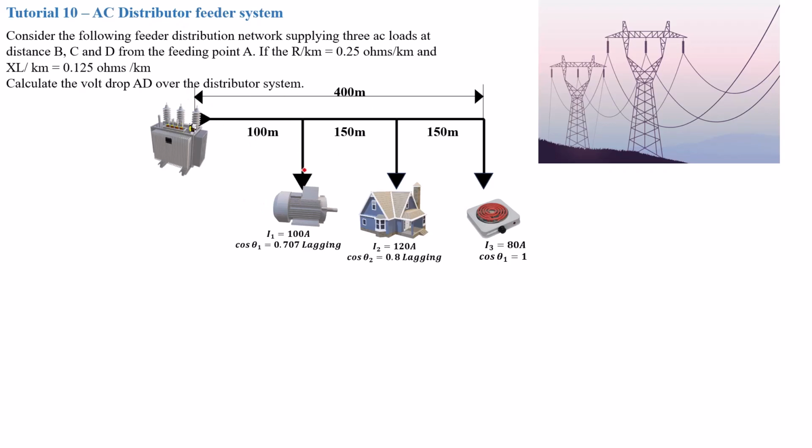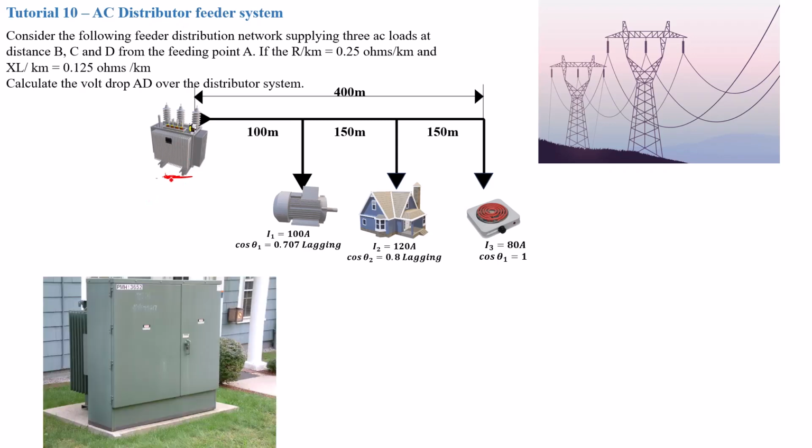So in this tutorial, I'm going to show you how to calculate the voltage drop on an AC distributor feeder system. Now imagine this 400 meters line as a street in a particular suburb where you basically have your transformer, right? A street corner transformer located at the beginning of a street, supplying power down the street to a couple of houses, right? We're taking an example of 3 houses.